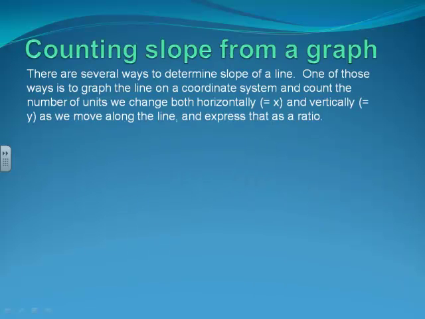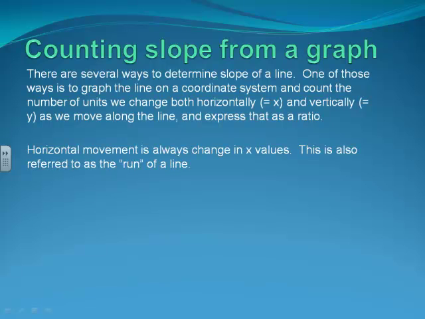So the first thing we're going to do is we're going to learn how to count slope from a graph. There are several ways to determine the slope of a line, as we saw in the previous slide. One of those ways is to graph the line on a coordinate system and count the number of units we change both horizontally, which is X movement, and vertically, which is Y movement, as we move along the line, and we're going to express that as a ratio.